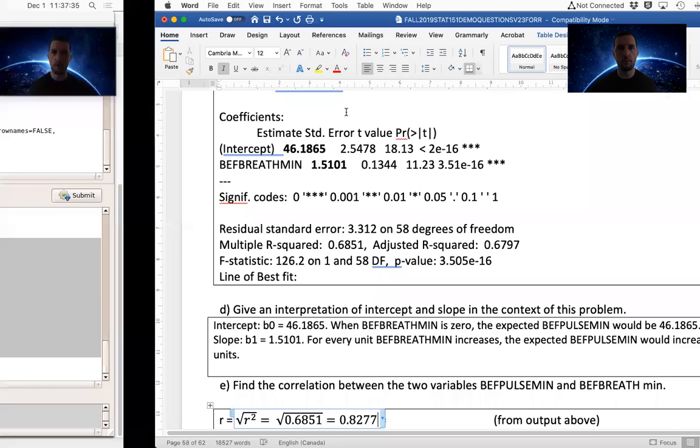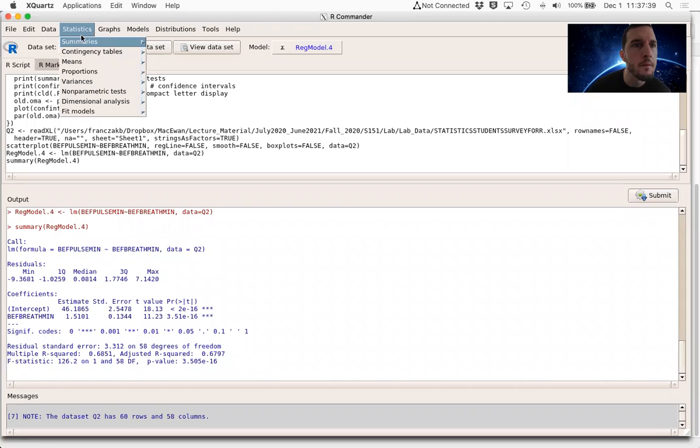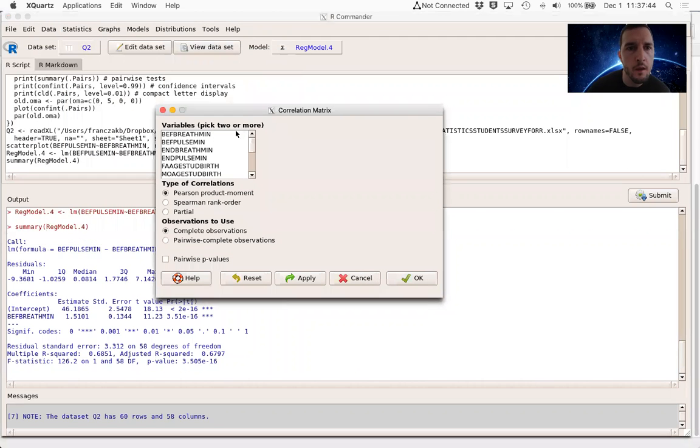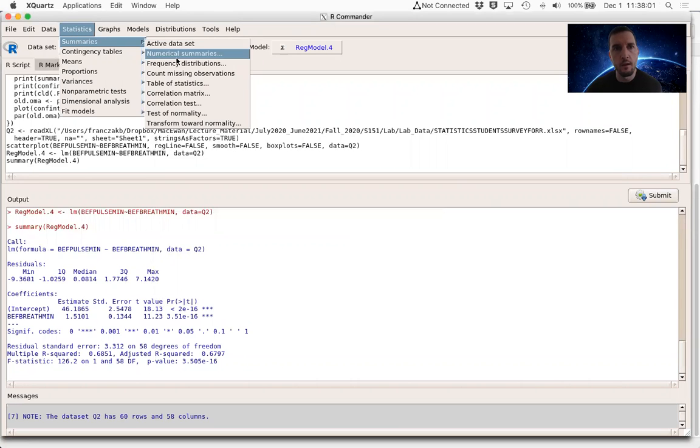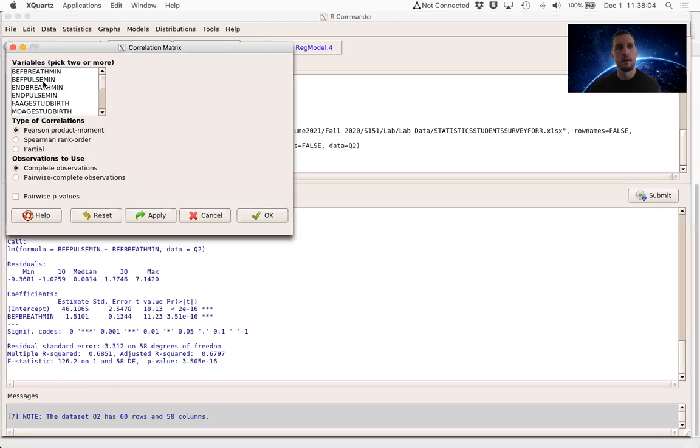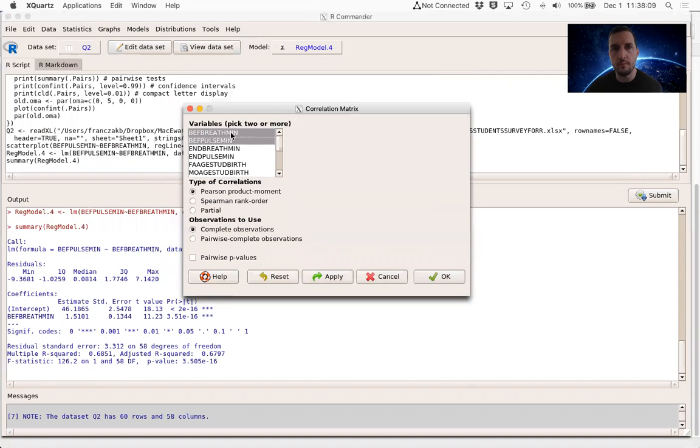All right, so if we go back to R, we would have statistics, summaries, correlation matrix, and then we would pick these two variables. Right, so actually here's another review, how to find correlation between two variables. So if we're looking for the correlation between two variables, we would go stats, summaries, and then correlation matrix. Then we would pick the two variables that we are working with. So we have Beth breath min and Beth pulse min. And then we would select the correlation we want, which is automatically done.